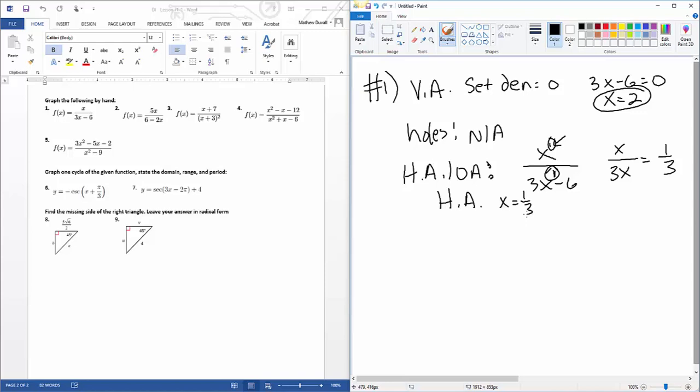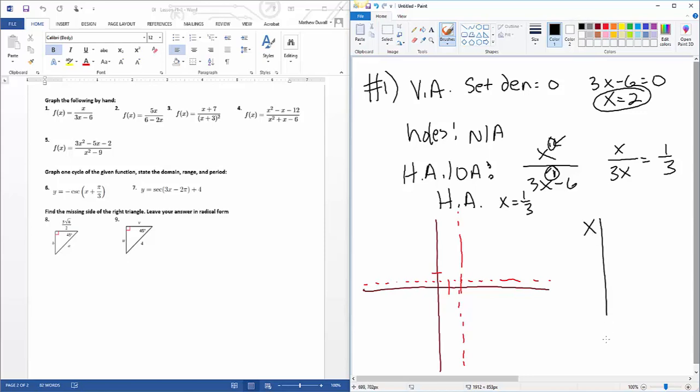So now I take that information and I put it on a graph. We said we have x equals 2 for our vertical asymptote. Notice it's going vertically. And then 1/3 for our horizontal asymptote. And it's going horizontally. So now I need to know what my graph looks like. So to do that, I want to pick values. So we create an XY table.